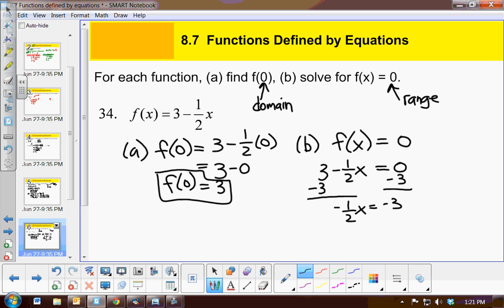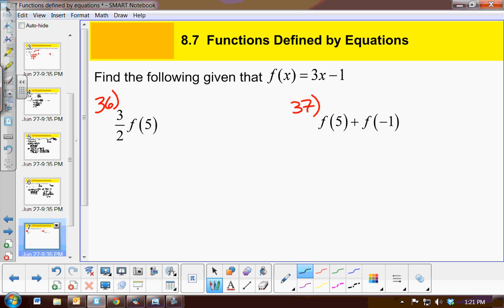Now I need to solve for x, so now I'm going to use my property of reciprocals. The reciprocal of negative 1 half is negative 2 over 1. So I'm going to multiply both sides by negative 2. Well, we know any number multiplied by its reciprocal is 1. So I get a positive 1x is equal to 6. So when the range is 0, then the domain will be 6. Great. Great work.